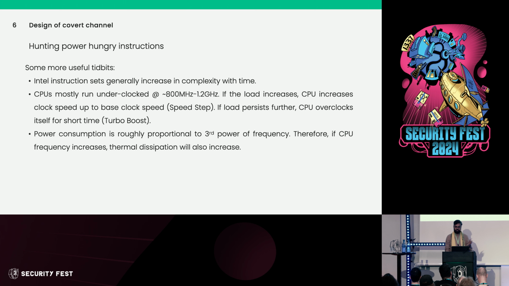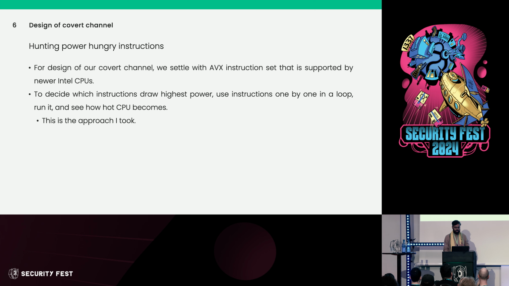Now, for Intel architecture at least, instruction sets generally increase in complexity with time. Newer the chip, the more complex instruction set it tends to support. CPUs mostly run underclocked, basically to keep them cool and, in case of laptops, to reduce their power utilization, which results in longer battery backup. And power consumption is roughly proportional to third power of frequency. So if you double the frequency, power consumption becomes roughly 8 times. Okay.